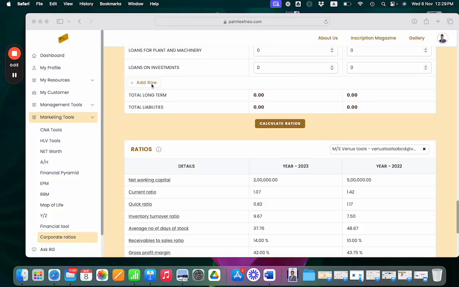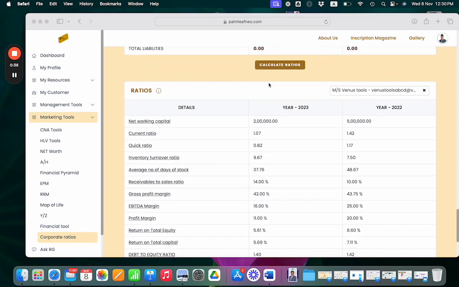So good morning, friends. We have included the corporate ratios tool in the marketing tools in Palmleaf New. There are many companies, small, medium, even tiny companies, which are availing your services in terms of advice on life insurance, other investments, mutual funds, etc. They may also need a value added service in analyzing the financial performance of their company.